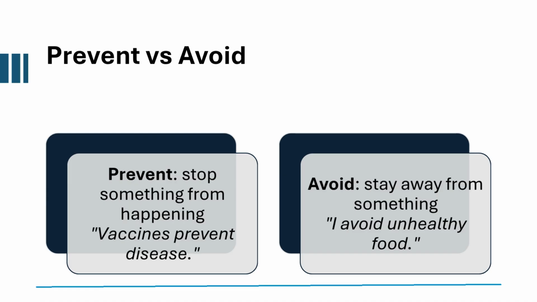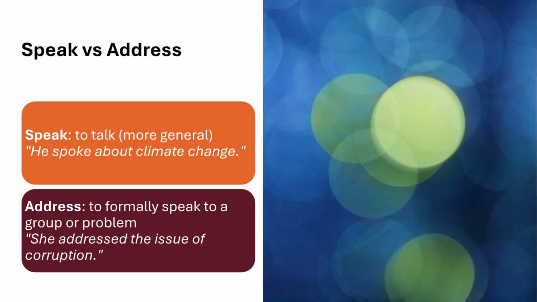And our next pair of verbs is speak versus address. Speak is to talk, more general. For example, he spoke about climate change. Whereas address is to formally speak to a group or about a problem. For example, she addressed the issue of corruption.